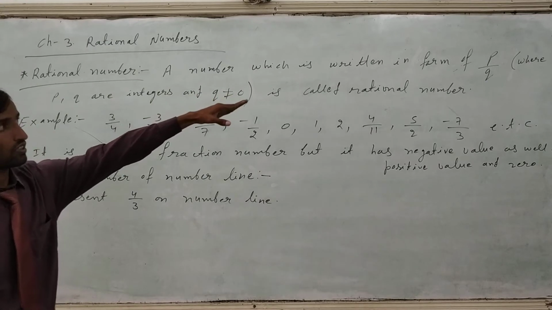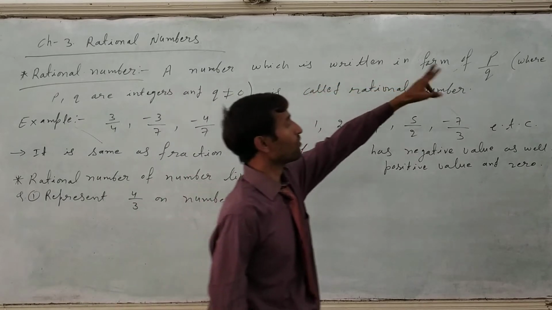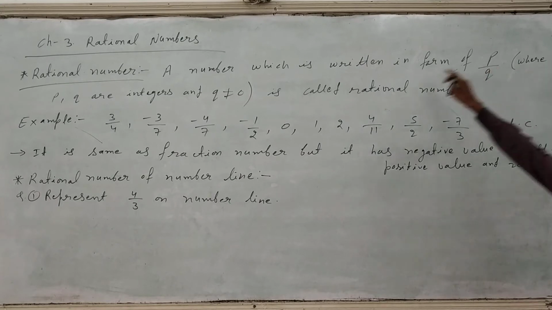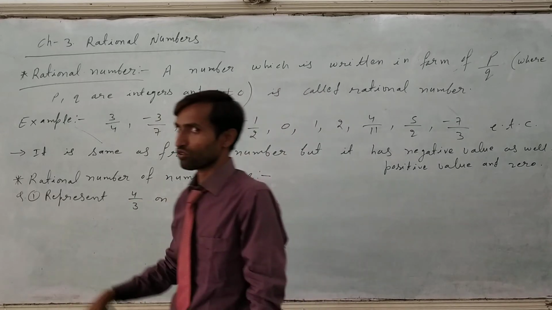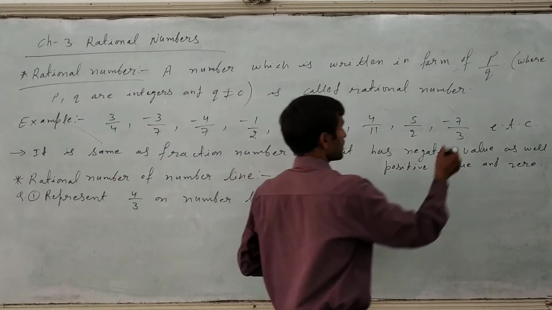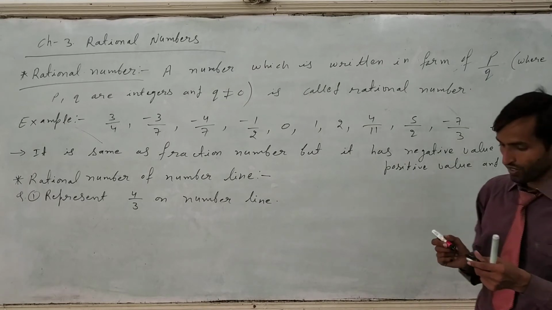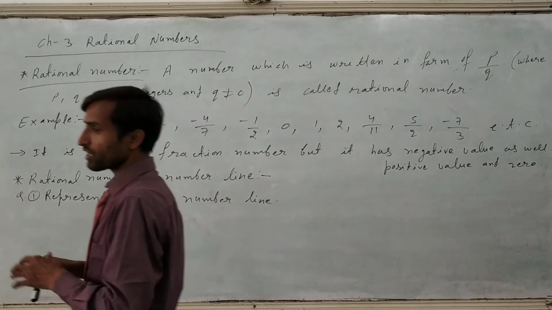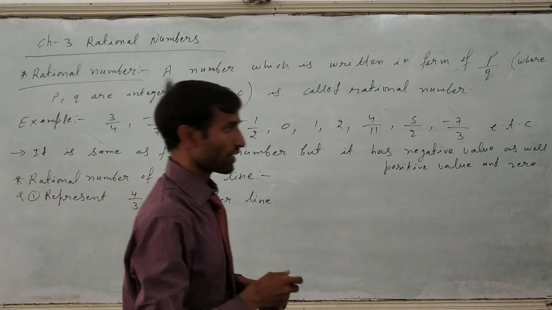Just read this definition of a rational number. A number which is written in the form p upon q, where p and q are integers and q is not equal to 0. This means the denominator should not be 0. If you put 0 here, then it is an undefined number. The numerator can be 0, which means in place of p we can put 0, but in place of q we will never put 0, because that will not be defined.